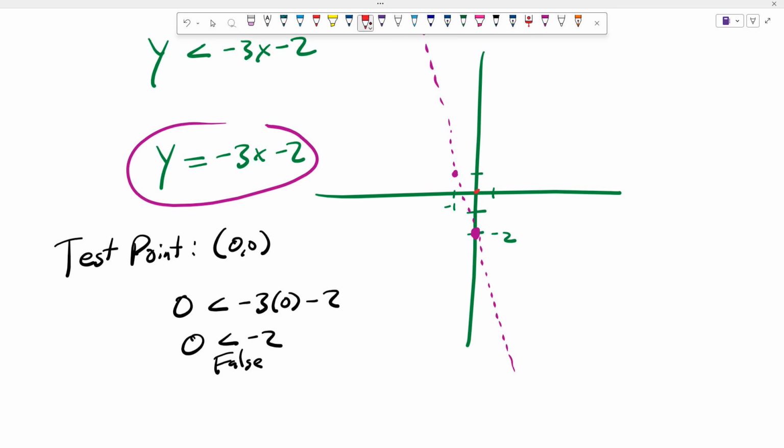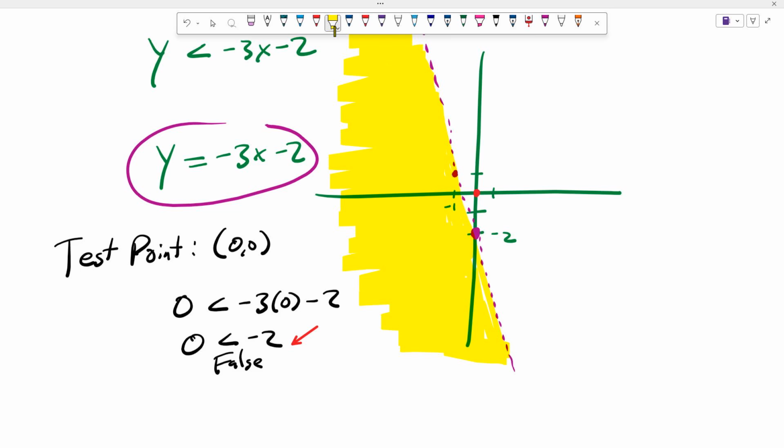So this test point right here is not a solution. It failed. So that means everything on the other side of the line is a solution. So we just start shading this side of the line. And for an inequality of two variables, you almost always end up with a half plane of solutions. There's a lot of them. Okay, what questions do we have on this?